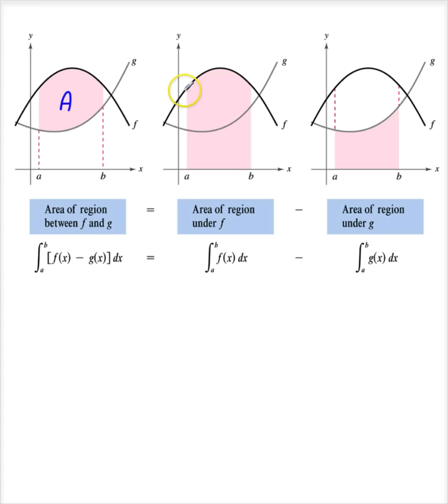area under the region of F, or under the region of the top function, minus the region under the bottom function. So we can say that the area between the regions, between F and G, between a and b, is the integral of f of x minus g of x.